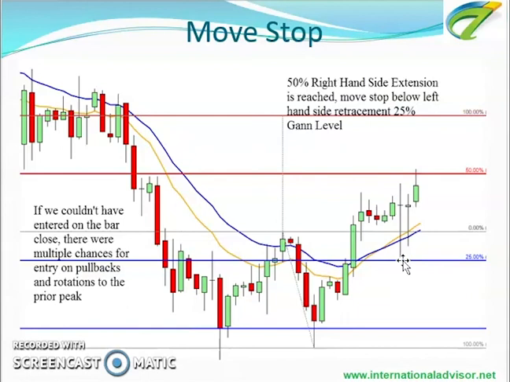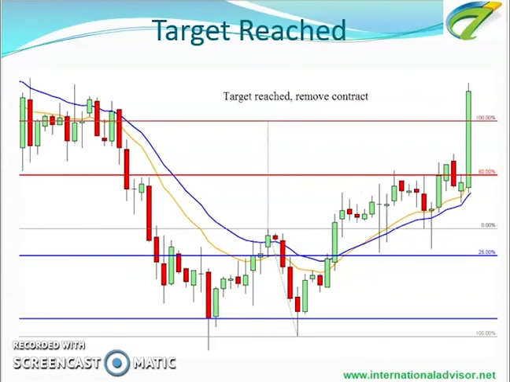If we couldn't have entered on the bar close, there were multiple chances for entry on pullbacks and rotations to the prior peak. As you can see, if somebody did not enter here, it came down again in the next candle. If not, after a few candles it again went down, but by then the stop was here. We were well safe, so we could even get a better price entry due to this rotation zone as well. Anyway, this is just in case somebody missed it here. So we move the stop from here, the trade is going on, and here finally the target is reached.